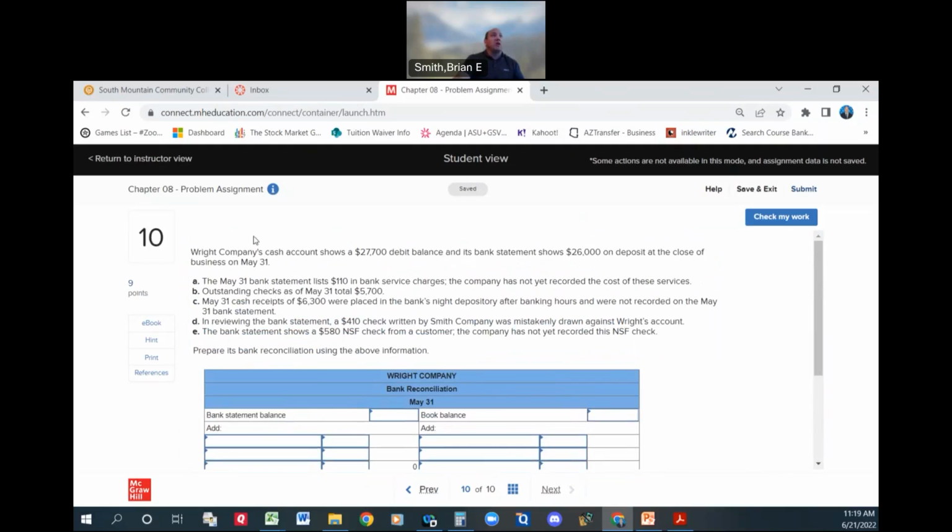The company's cash account shows, okay, so that's the book balance. So we're going to put 27,700. Let's do the right number there. Bank balance shows 26,000, excuse me.